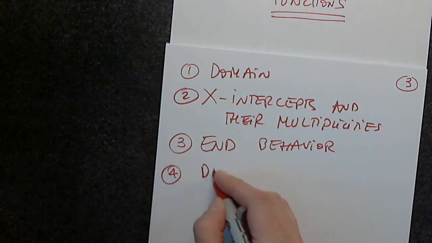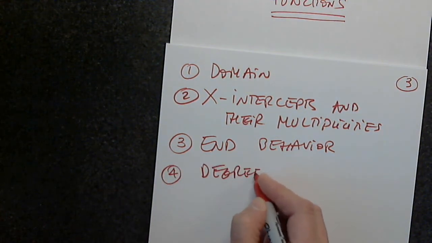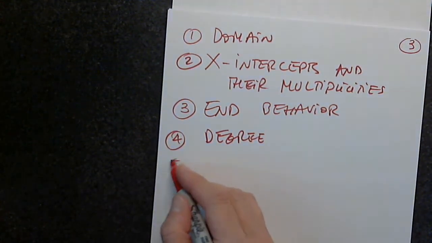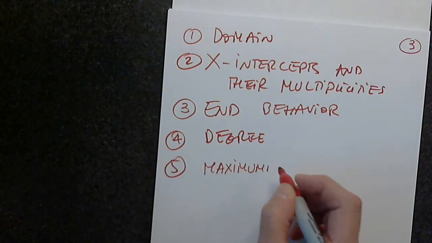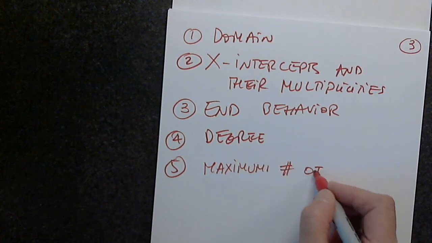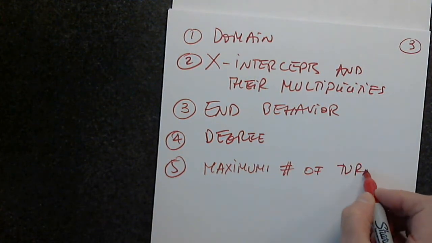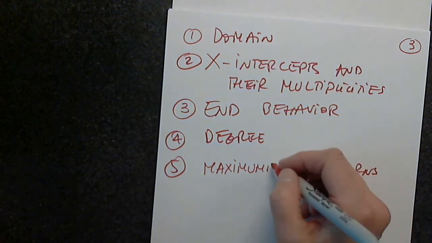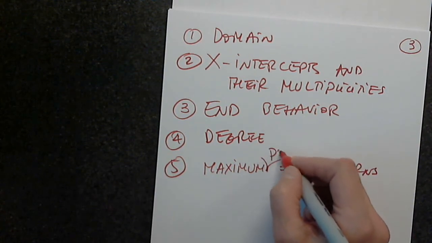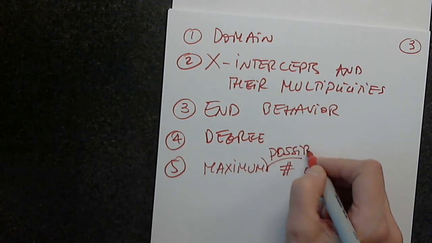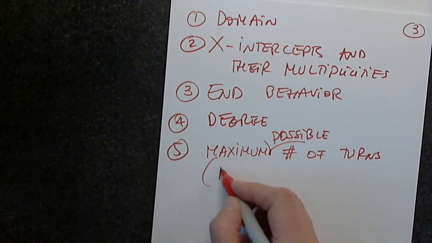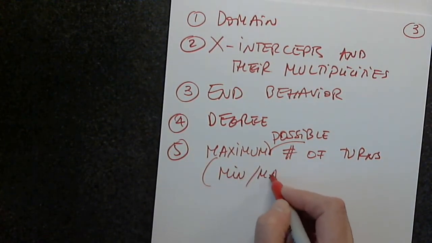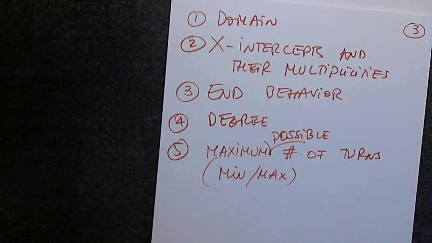Number 4, degree. Number 5, maximum number of turns. Maximum possible. I want to put a word in here. Very important. Possible. Maximum possible number of turns. By turns, we mean minimum or maximum that the function, the polynomial function, can have.